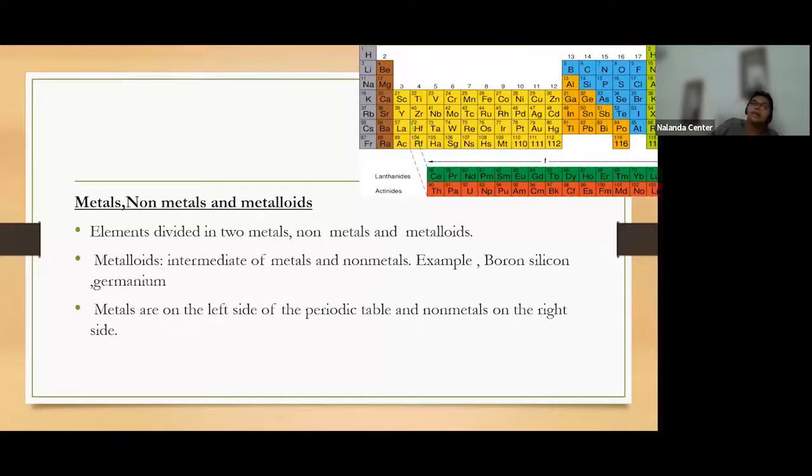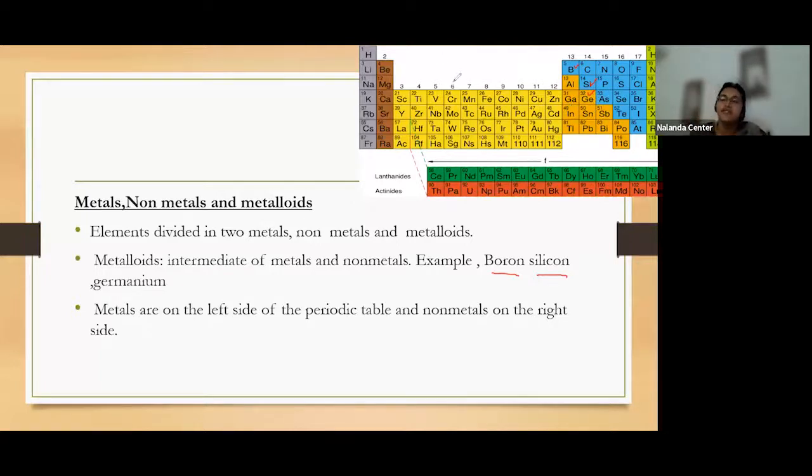The elements within the modern periodic table are divided into metals, non-metals, and metalloids. Metals, we can see till this particular place. All these are metals. In between metals and non-metals, we have metalloids. Examples of metalloids are boron, silicon, and germanium.